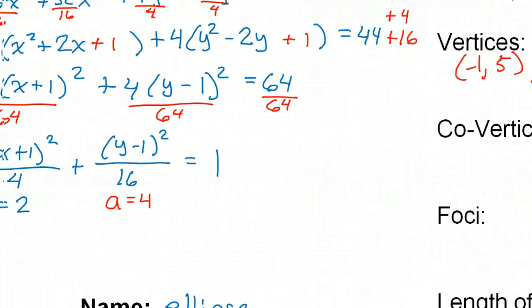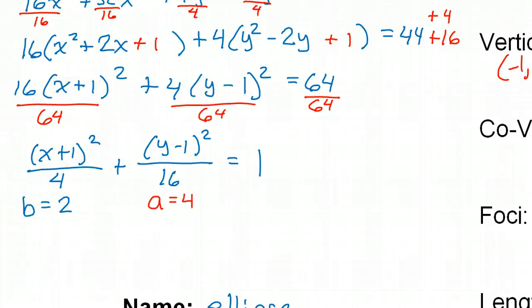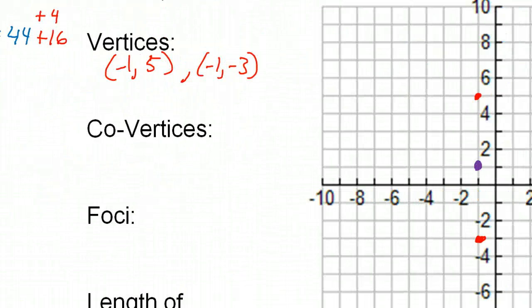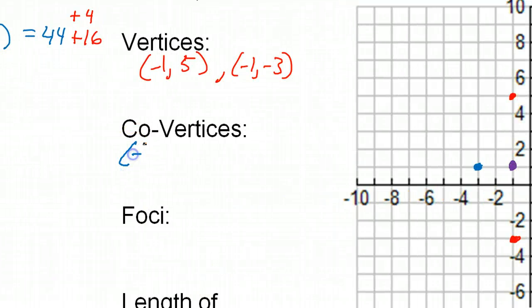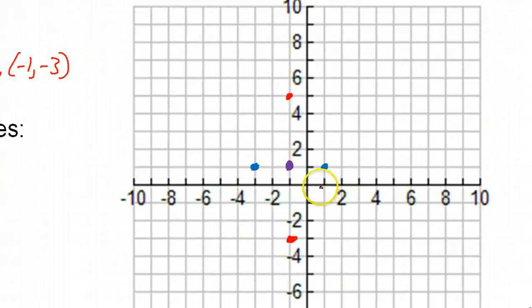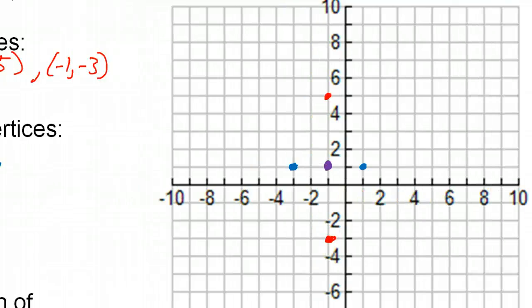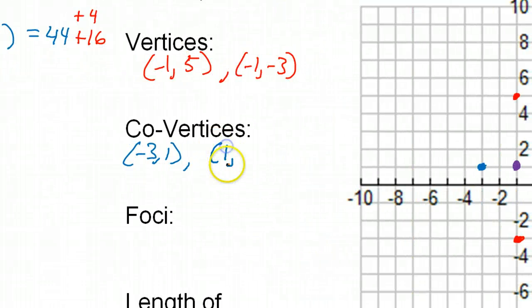Okay, how about those co-vertices? The co-vertices are going to come from this b value, which is with the x's, so we'll do our 2 left and right from the center. So 2 to the left and 2 to the right. So those are the co-vertices. That's -3, comma 1. And it is 1, comma 1. Alright, those are my co-vertices.